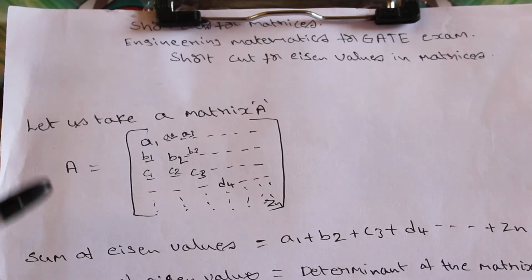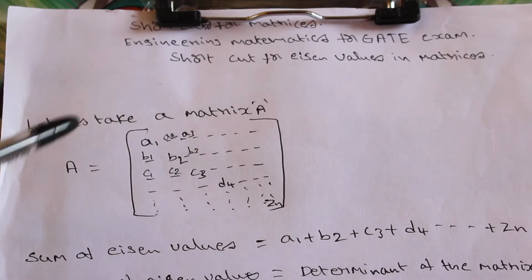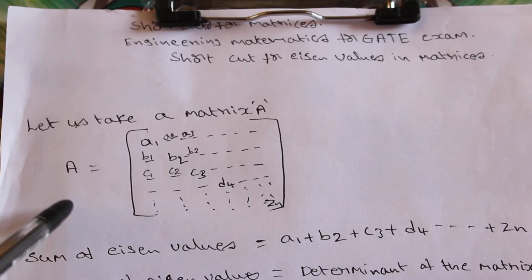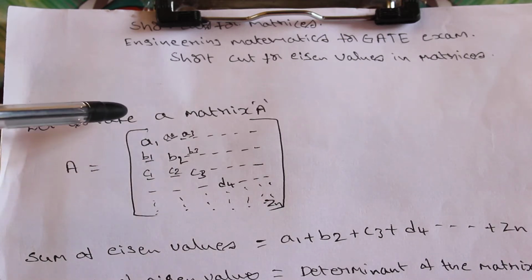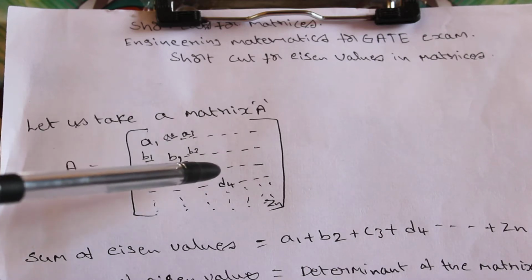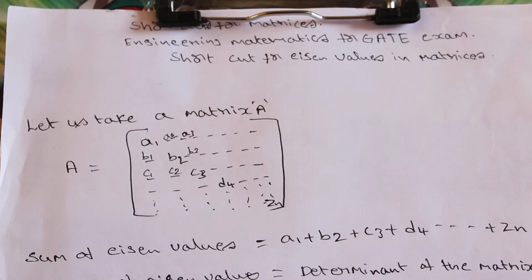For that purpose, let us take a matrix A which has the rows a1 a2 a3 and so on, b1 b2 b3 and so on, c1 c2 c3 and so on, up to Zn. For this matrix, the sum of the eigenvalues is the sum of the diagonal elements, that is a1 plus b2 plus c3 plus d4 and so on up to Zn. So for any matrix, the sum of the eigenvalues is the sum of the diagonal elements. That is point 1.